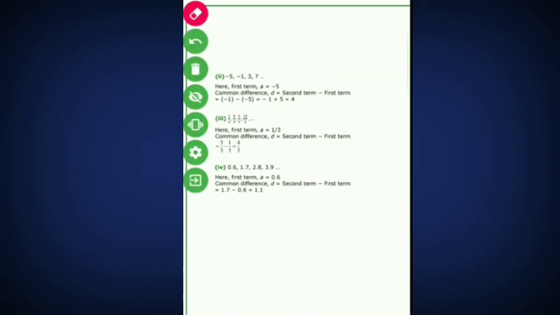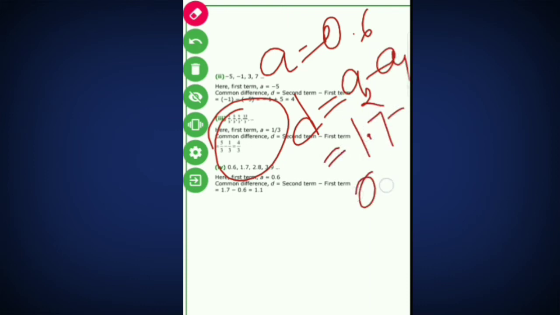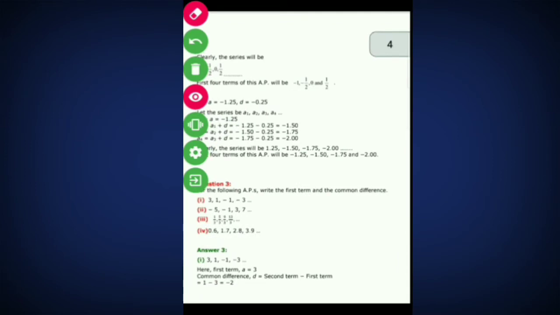Okay. Students, now we have the fourth part. I think now you can do it also. What is the fourth part written here? Tell me what is the first term? That is 0.6. What is the difference? That is second term minus first term. Second term is 1.7 minus first term 0.6. When you subtract, you will get 1.1. That is why it is written here. The difference is 1.1 and the first term is 0.6.